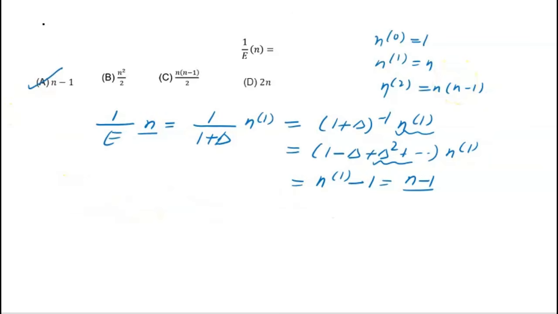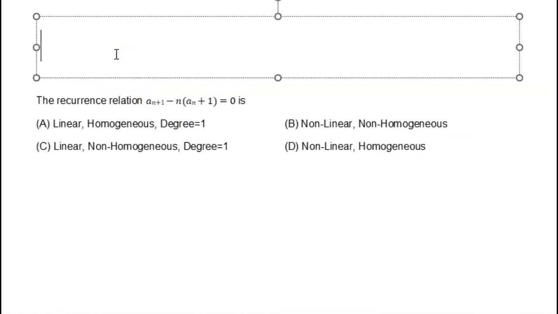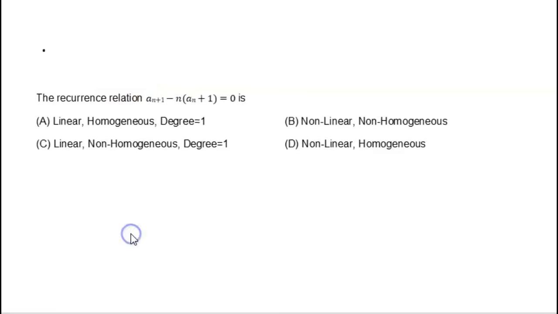The A option will be correct. Good. I hope we are going great and not doing things very fast. If I look at this option here, the recurrence relation, what will be the right answer here? We have done one such problem earlier also.